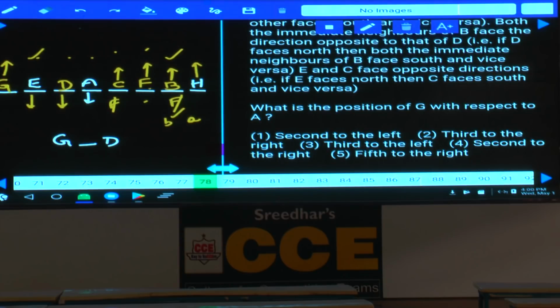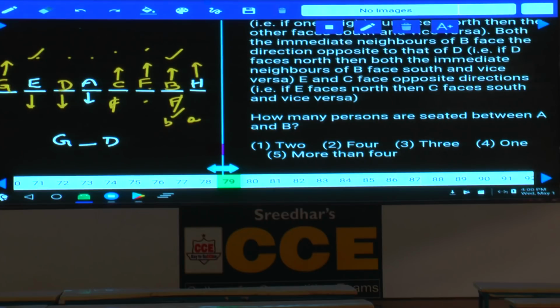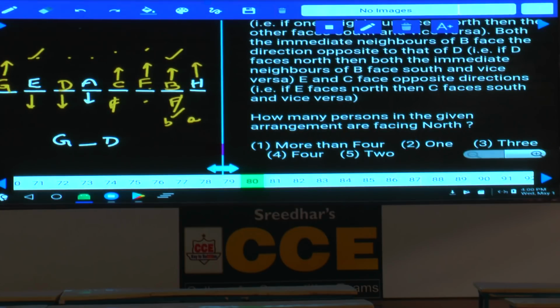Then question number 78, what is the position of G with respect to A? Now G with respect to A is facing south, 1, 2, 3, south to the right, that is choice 2. And 79, how many persons are seated between A and B? Now there are 2 persons, C and F are the persons in between A and B, choice 1. And question number 80, how many persons in the given arrangement are facing north? There are 5 persons who are facing towards north, that is more than 4, choice 1. And this is about question number 76 to 80.